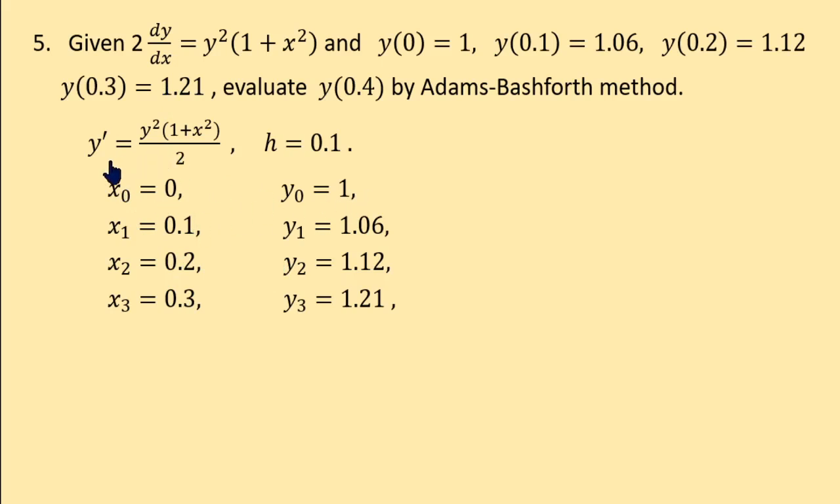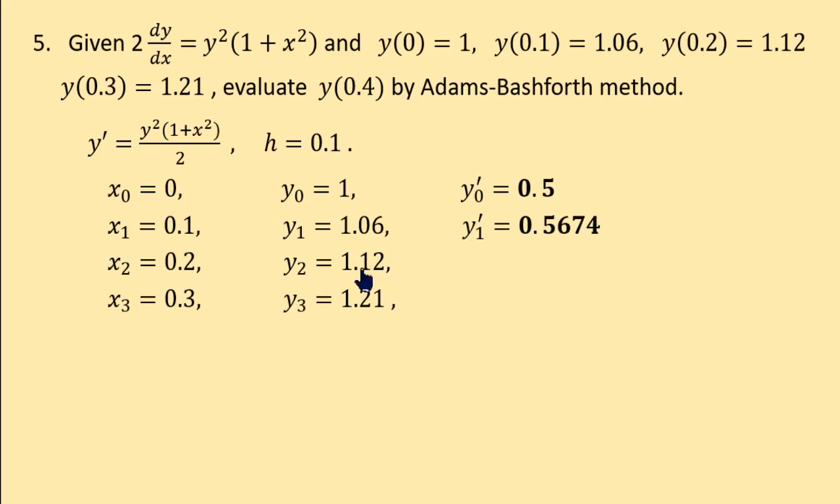Substitute this x, y value in y dash. So y0 dash: put x is 0, y is 1. Here x is 0 means it is 1, y is 1 means 1 squared is 1, 1 into 1 is 1, 1 by 2 is 0.5, and hence y0 dash is 0.5. Now y is nothing but 1.06, 1.06 [1 plus 0.1 squared] divided by 2. So y1 dash is 0.5674.